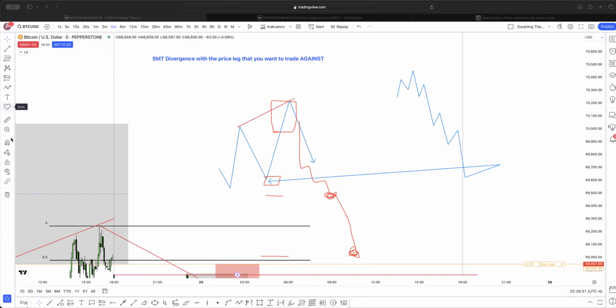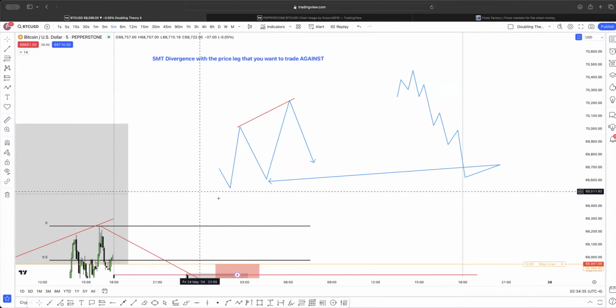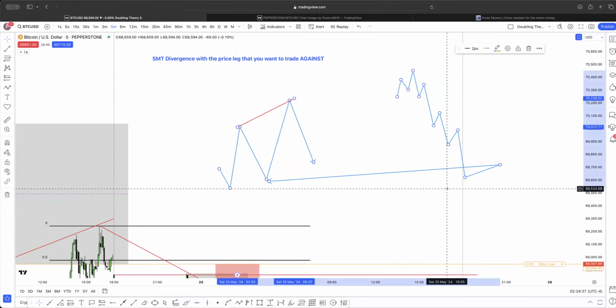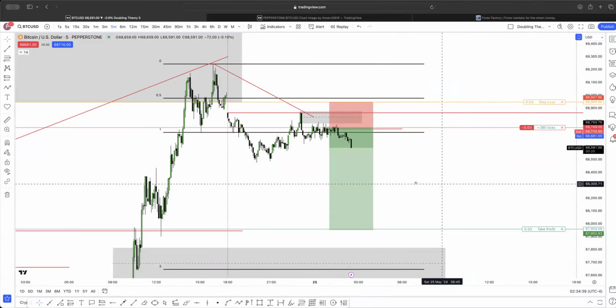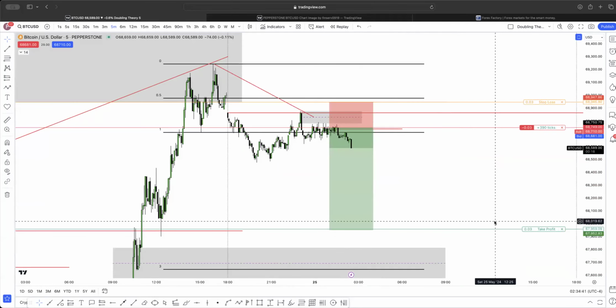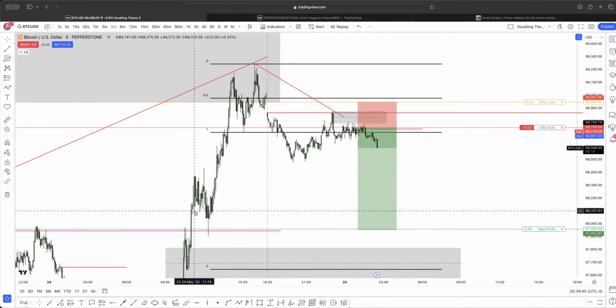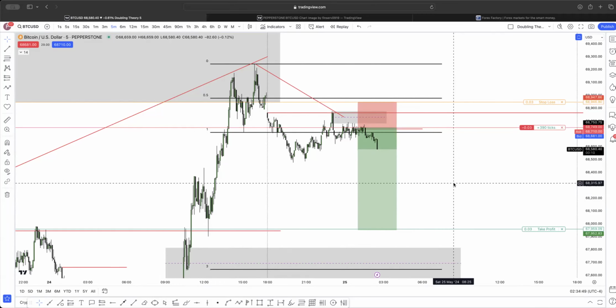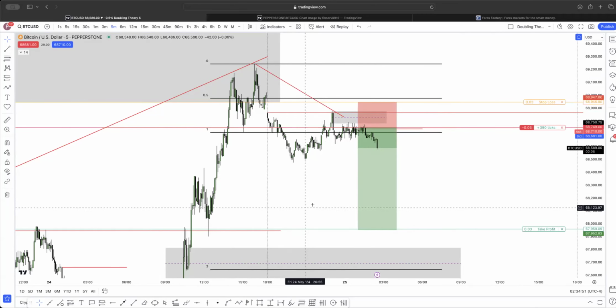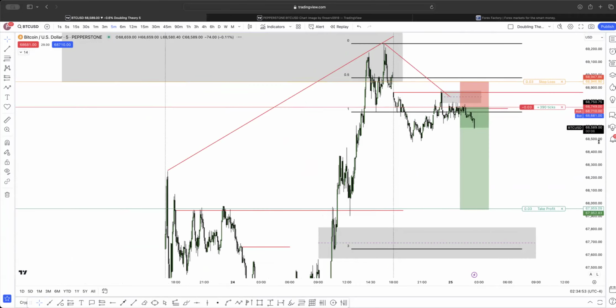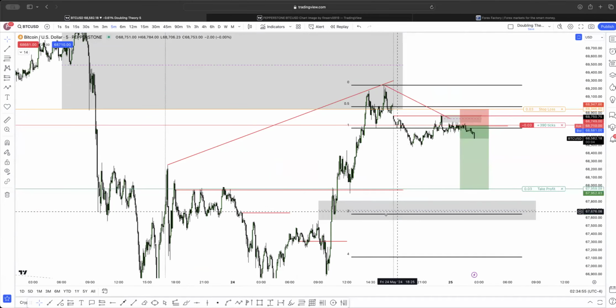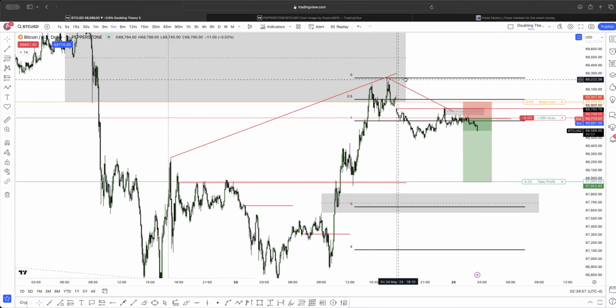Okay, let's take a look at an example. So right now on Bitcoin, you can see I'm in a position there. What is this? Well, first of all, this is a continuation profile. I can't get into it, it's my mentorship stuff. The SMT divergence between Ethereum and Bitcoin is here.